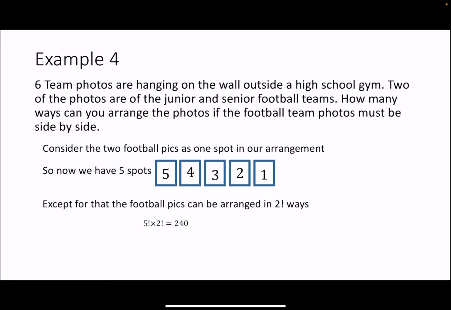So we multiply 5 factorial, right? For every possible way to arrange these 5, right? This could be SJ, etc. This could be any photo. There are 2 factorial ways to arrange the junior and senior football team.